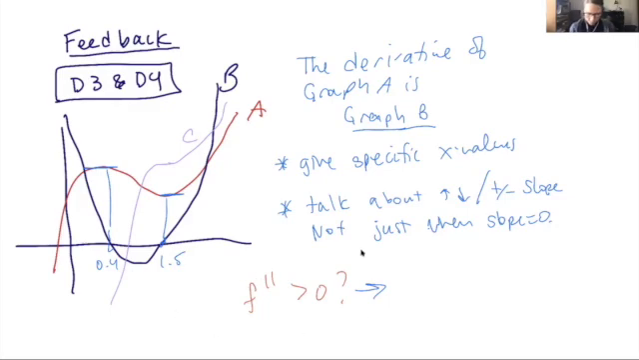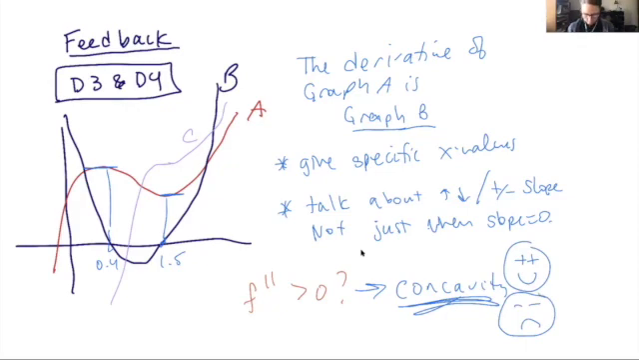Yeah, so we got a couple answers there about concavity. Great. The second derivative tells us about concavity of the parent function. So if the second derivative is positive, the parent function is opening upward or concave up. If the second derivative is negative, the parent function is concave down or opening downward.